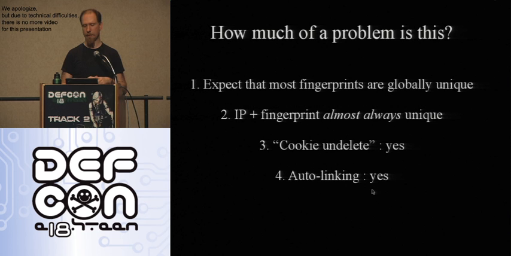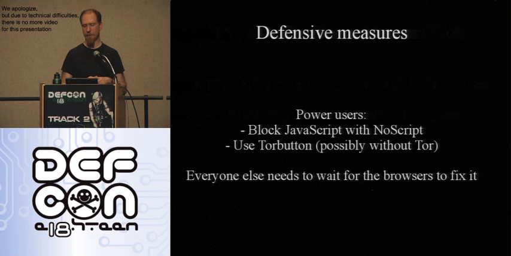So the general lesson, right back at the start I said there were 4 kinds of attacks that you could use fingerprinting for. One is global uniqueness, and in a lot of cases it looks like browsers are globally unique. Not all cases, but a lot of them. The second case, where you have an IP address plus a fingerprint, there you're almost guaranteed to be able to track someone. And you can definitely undelete cookies that people have deleted, and you can definitely link these things across websites. So this is a serious privacy problem.